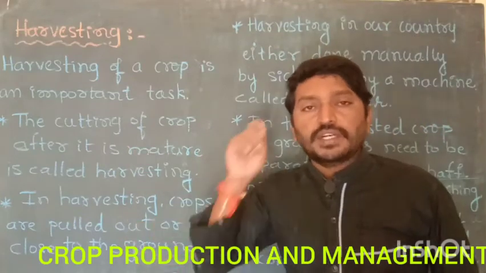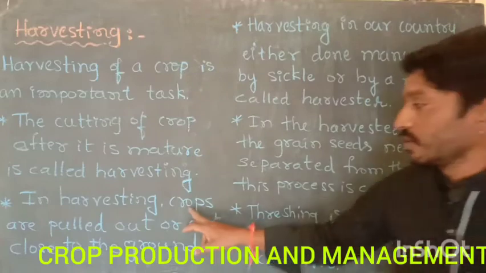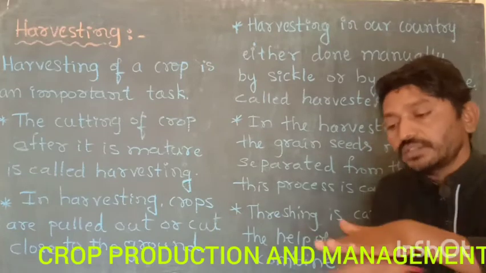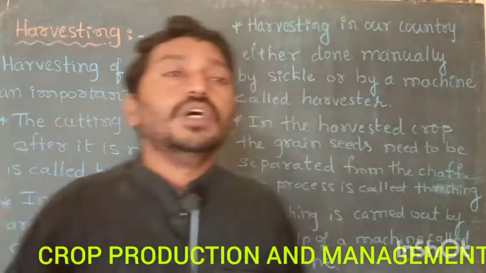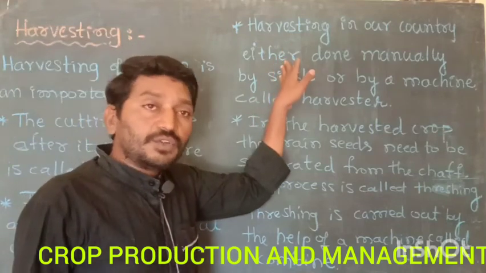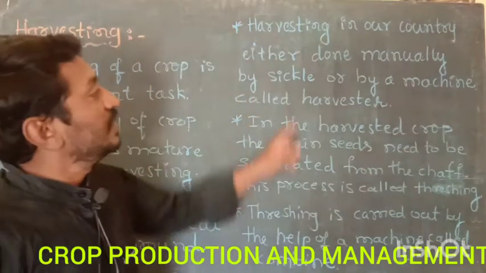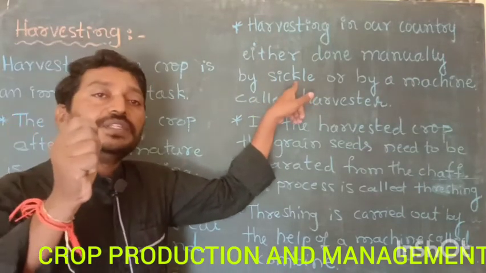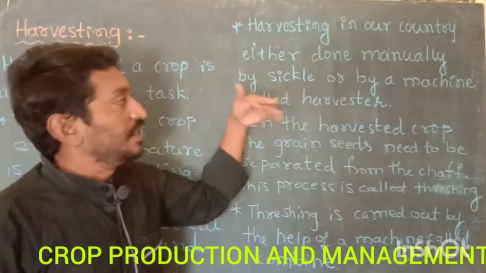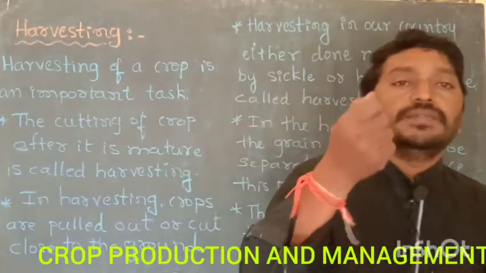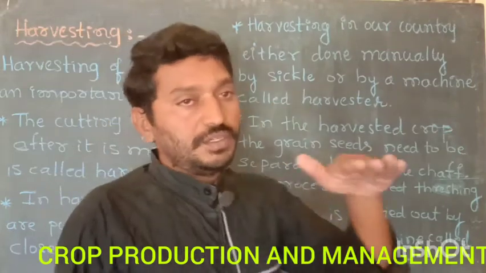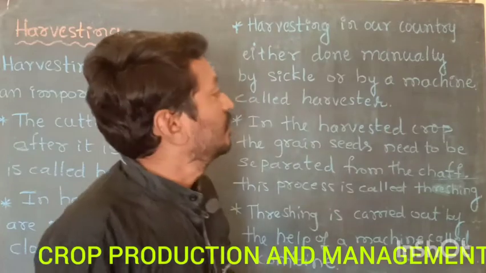In harvesting, the crop is completely cut, pulled out, or cut very close to the ground. In our country, harvesting is mainly carried out either manually with the help of a sickle, a very important tool used with one hand, or by a machine called a harvester. The farmer can directly use the sickle to cut the crop.